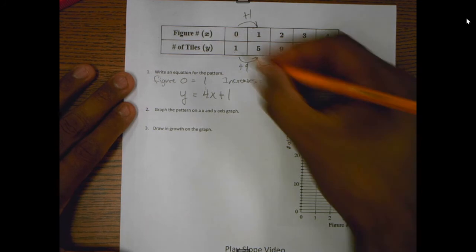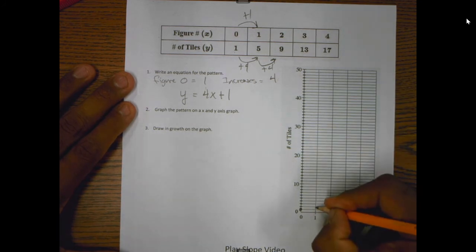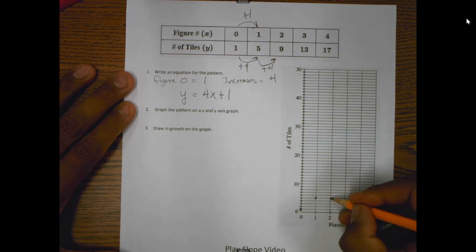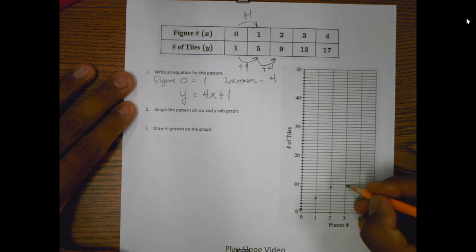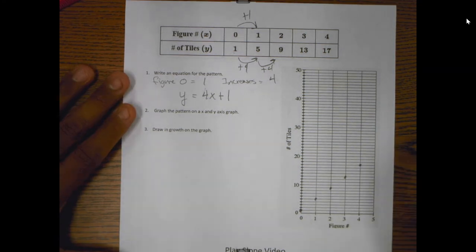Okay, so let's graph it. So we start 0, 1, and then we have 1, 5. So 1, 2, 3, 4, 5. 2, 9: 5, 6, 7, 8, and 9. 3, 13: there's 10, 11, 12, 13. And then 4, 17: so there's 13, 14, 15, 16, and 17.